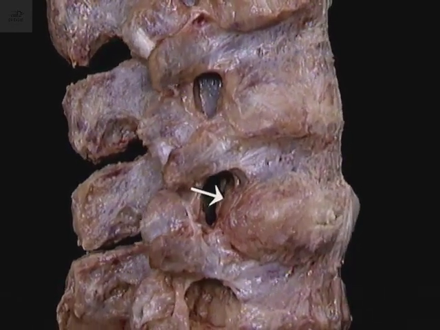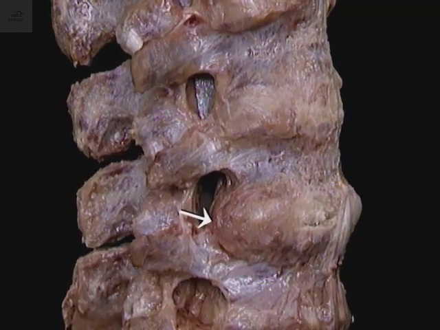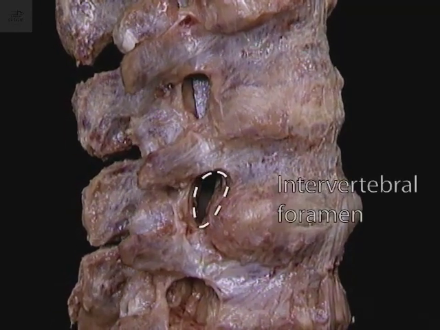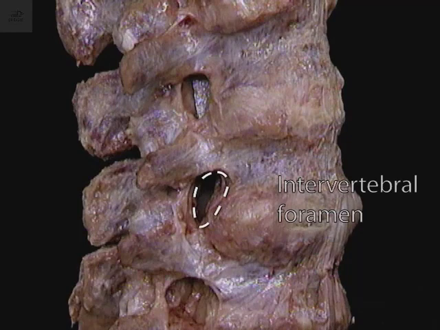The side of the intervertebral disc forms the anterior margin of the intervertebral foramen, through which the spinal nerve emerges. The vertebrae are also held together by ligaments. Some of these go from vertebra to vertebra, some run the length of the spine.